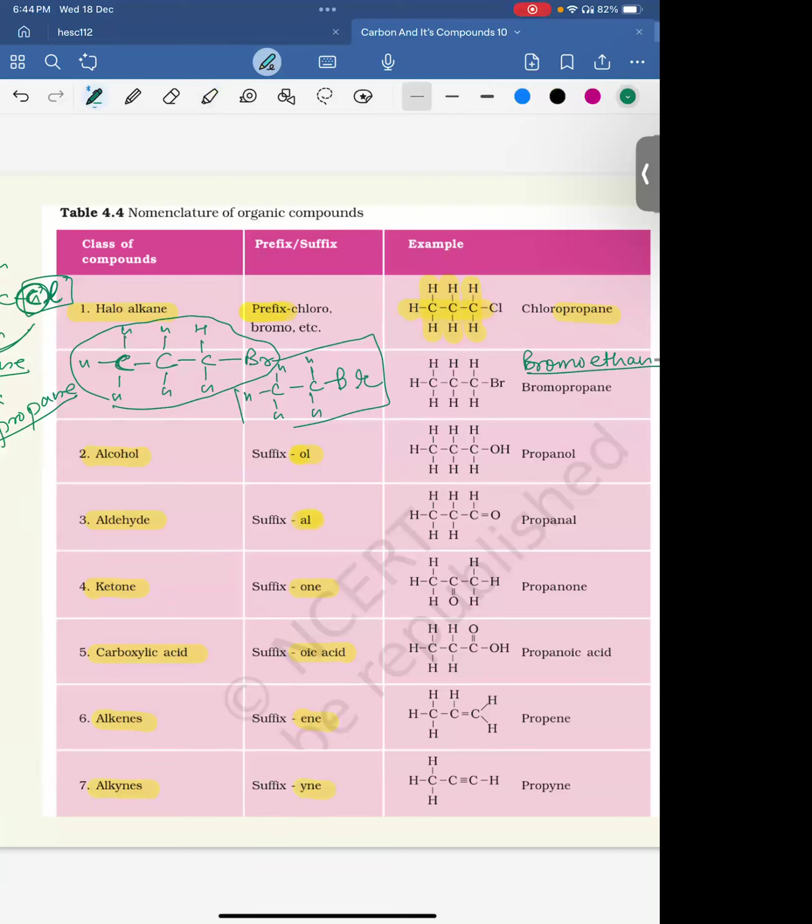So the suffix that we have to add is hidden in the name itself. For example, from alcohol, the last two letters, ol. From aldehyde, the first two letters, al. And from ketone, one. From carboxylic acid, it's oic acid. From alkenes, it's ene, and from alkynes, it's yne. All of them will be added as suffix. Only for halo groups, that is fluorine, chlorine, bromine, iodine, if they are the functional group, then we'll add a prefix. But for the rest of the functional groups, we'll add them as suffix.